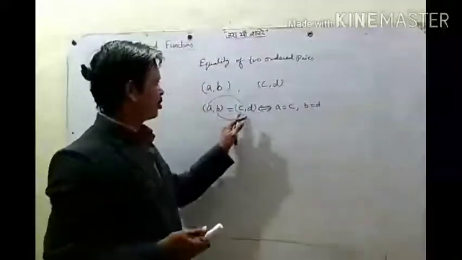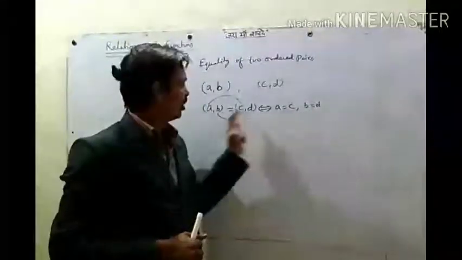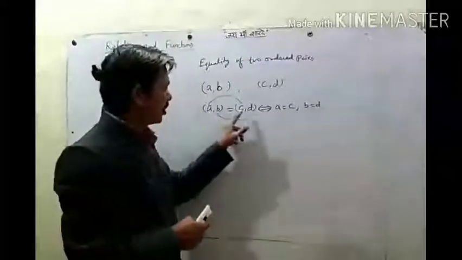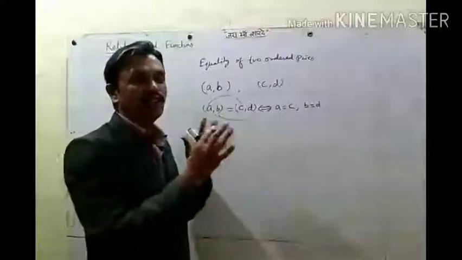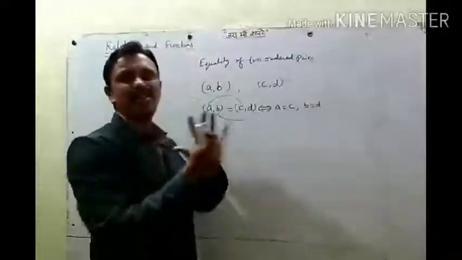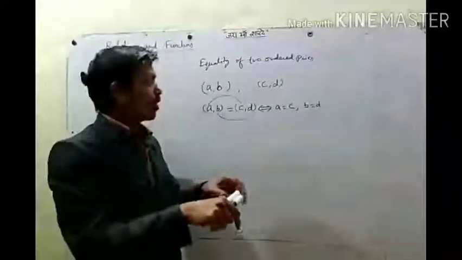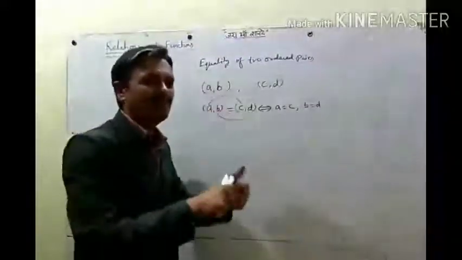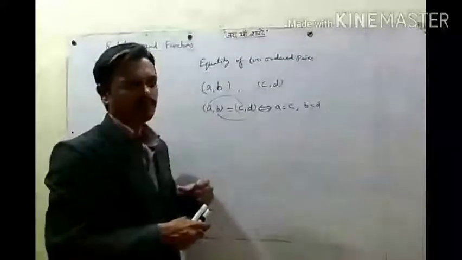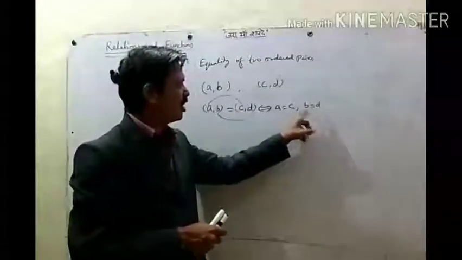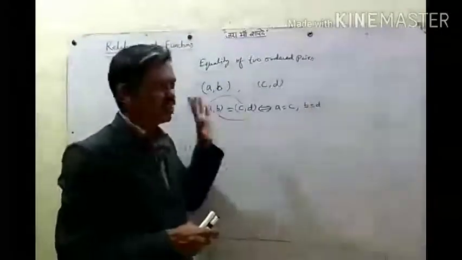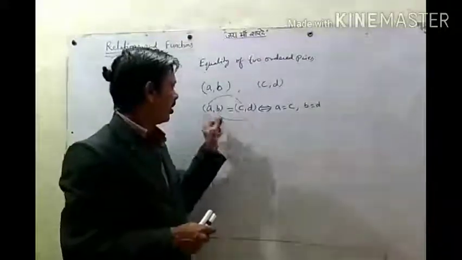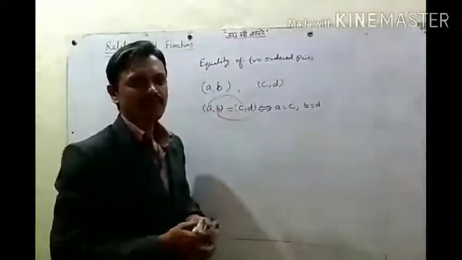If a equals c and b equals d, then these pairs are equal. So two ordered pairs are said to be equal if their corresponding first and second elements are equal. If a equals c and b equals d, then you can say pair (a, b) equals pair (c, d). And if (a, b) equals (c, d), then a equals c and b equals d.